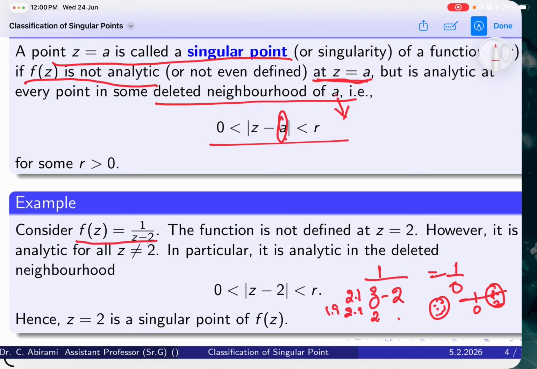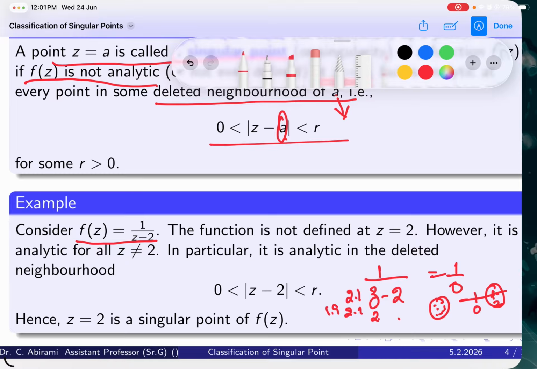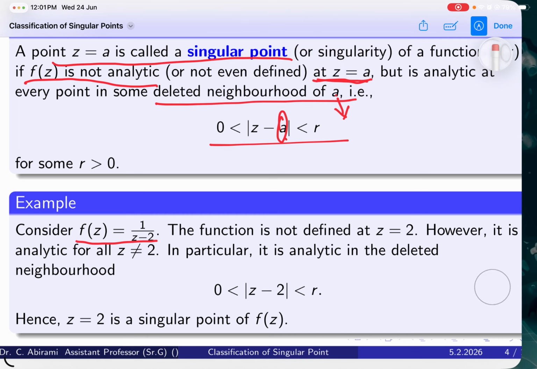So what is the definition of a singular point? The function is not analytic at the point, but it is analytic at every point in some neighborhood of that point. Can you understand the concept? The function is not analytic at a particular point, but it is analytic in the neighborhood of that point. Like this, we can define the singular point of a function.